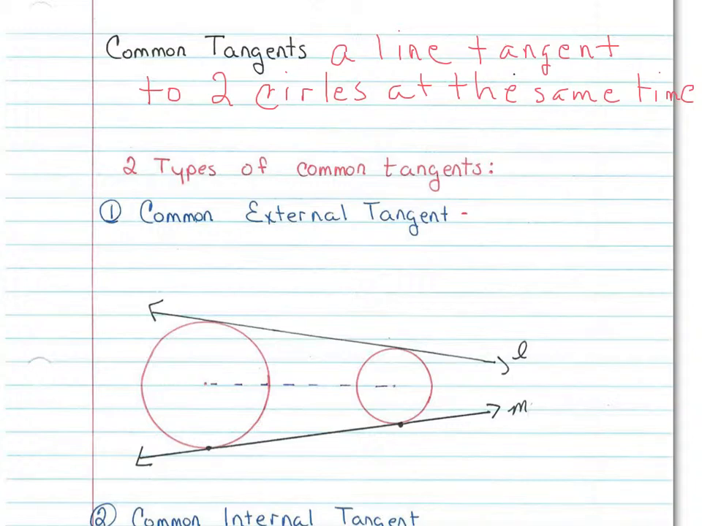Tangential. Okay, a common external tangent is a common tangent that does not intersect the segments whose endpoints are the centers of the circle.